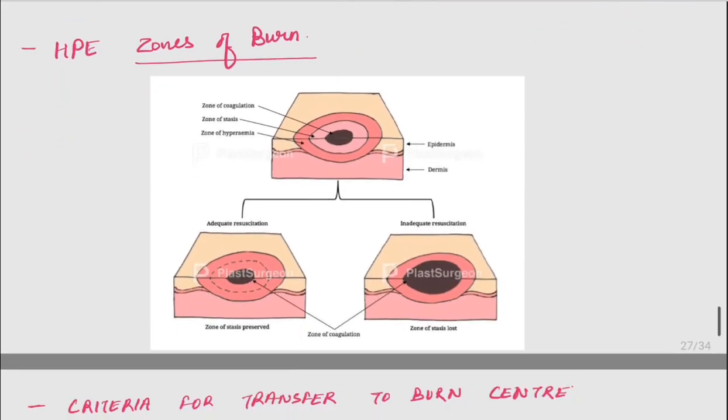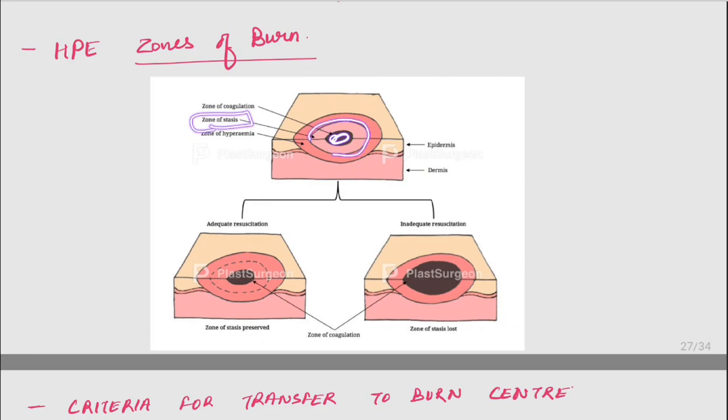Coming to the zones of burn, as seen in the histopathology, the first zone is the zone of coagulation, where the damage has been done and this part of the tissue can never be revived. Adjacent to the zone of coagulation is the zone of stasis. This zone of stasis is reversible.